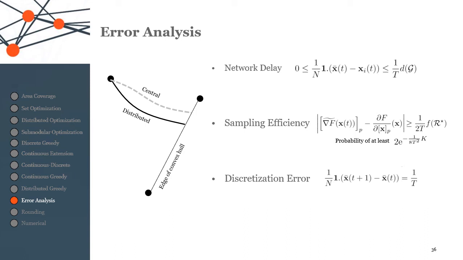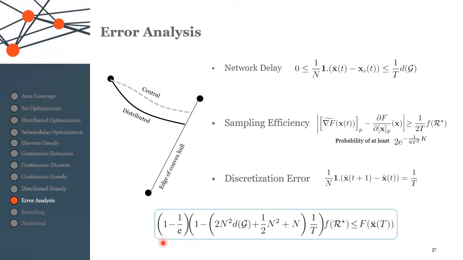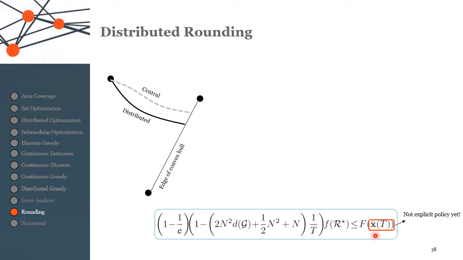When we studied the central solution, it was in continuous time, but now each agent updates its own belief every 1/T of time. Now, when we put it all together for the optimality gap, we see that we have the term 1 minus 1/e, but we have another term that comes from all these three sources of error. However, we are not quite done yet.